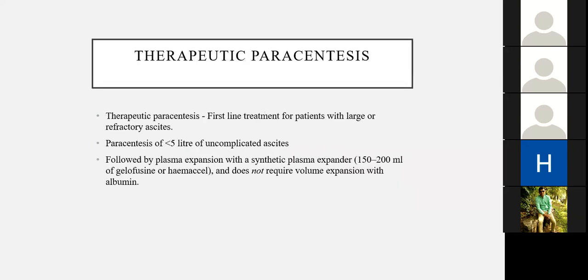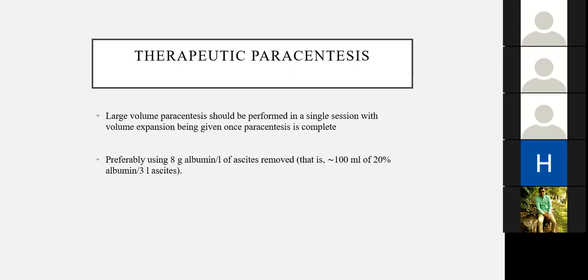Therapeutic paracentesis is first line treatment in case of large refractory ascites. If the paracentesis is of less than 5 liters of uncomplicated ascites, we should give a plasma expander, but it does not require volume expansion with albumin. In case of large volume paracentesis, a single session of volume expansion is given when paracentesis is complete, preferably using 8 grams of albumin per liter of ascites removed. That is around 100 ml of 20% albumin per 3 liters of ascites.